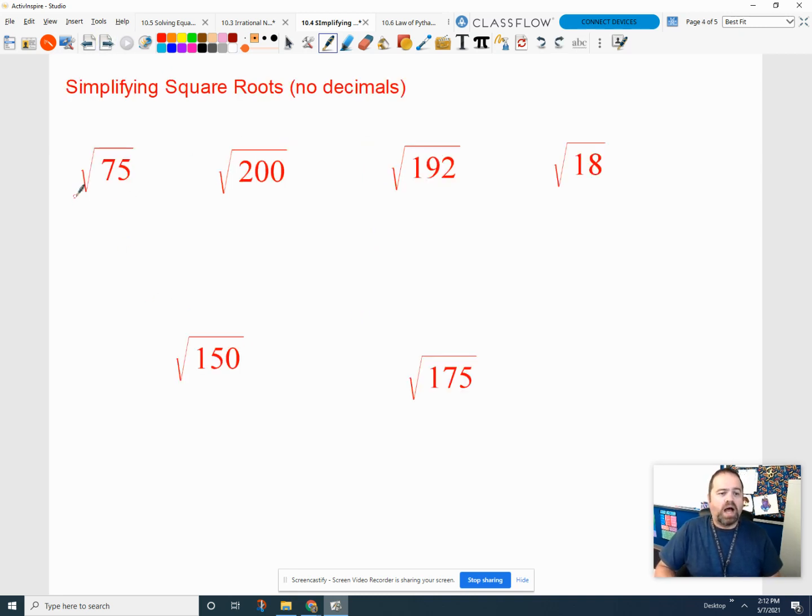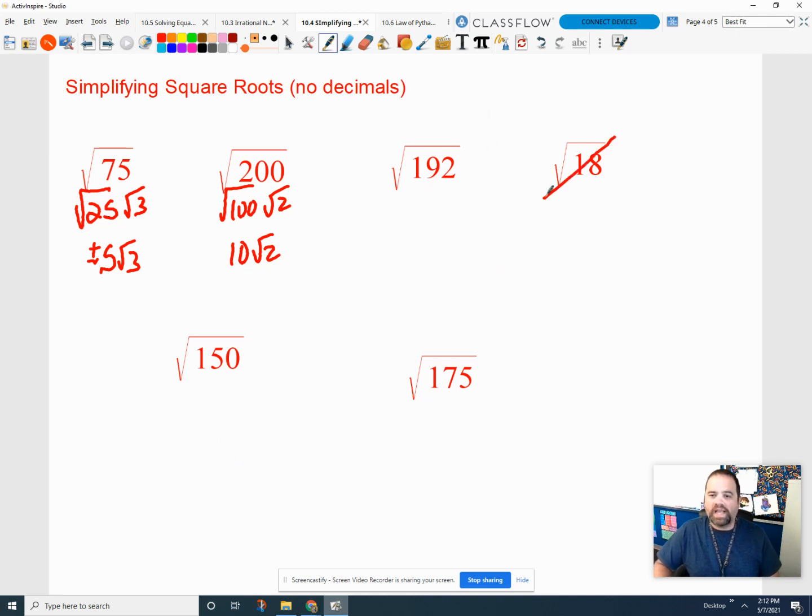All right, so 75. Off the top of my head, I know that's 25 times 3. 25 is the perfect square. Look for perfect squares on these. Don't just throw any number in there. 5 times 15 is 75 too, but neither one of those is a perfect square. So I split this up into positive negative 5 root 3. 200, that's 100 times 2, so 10 root 2.